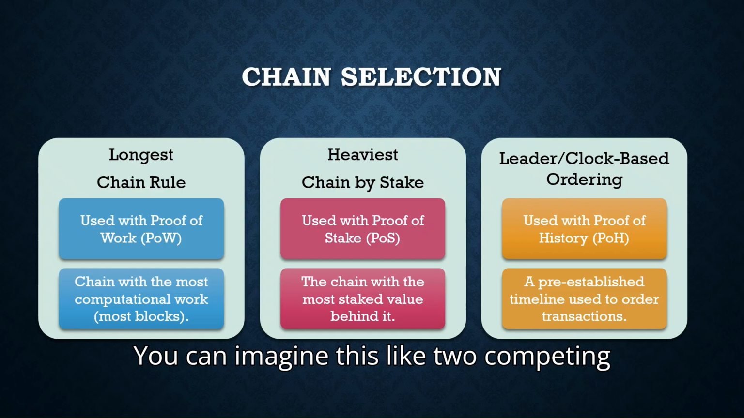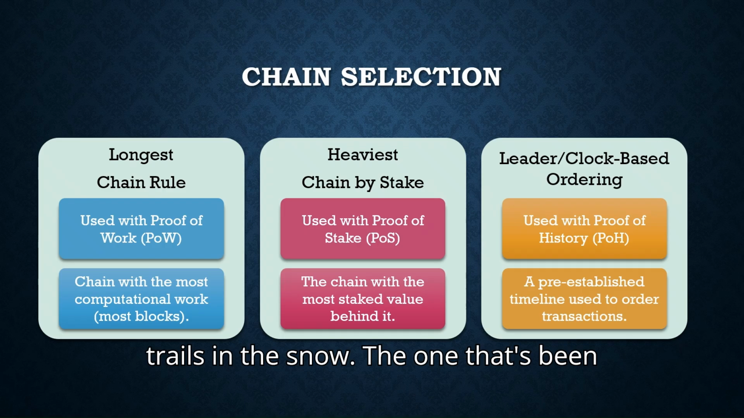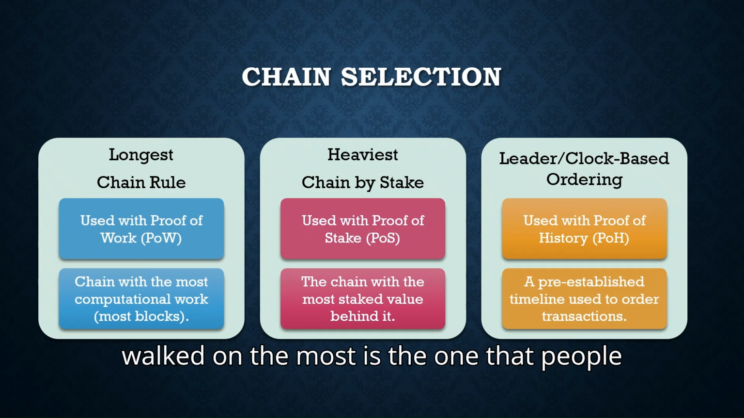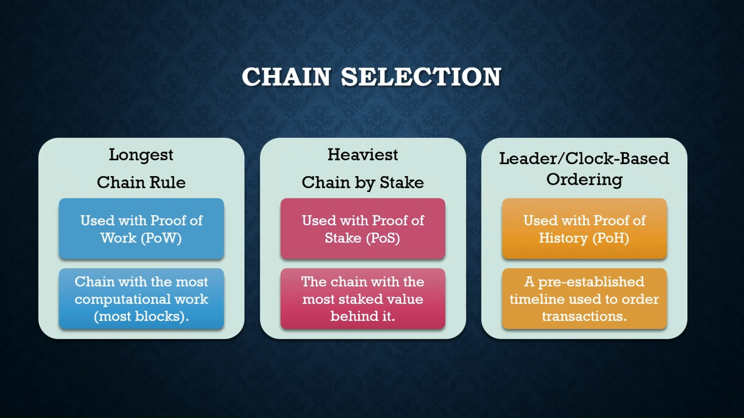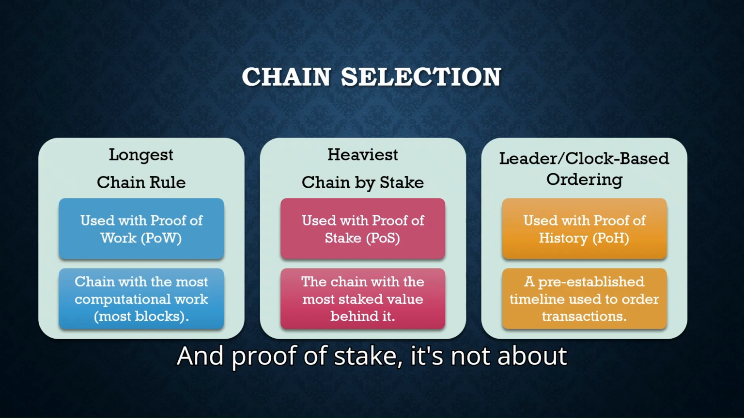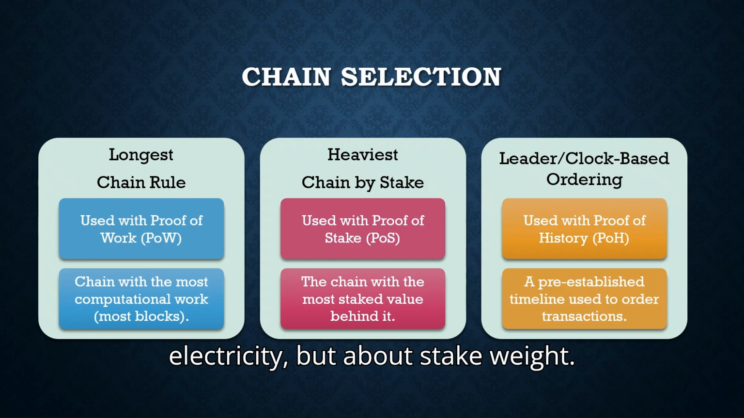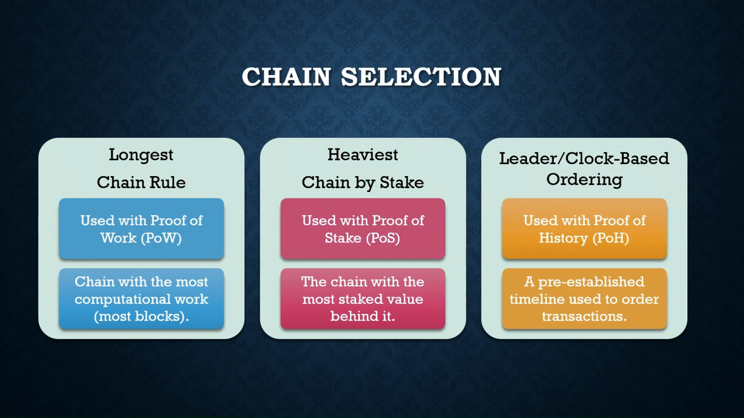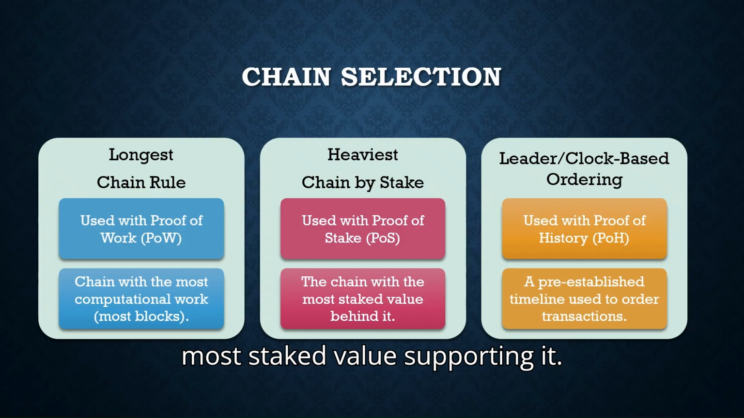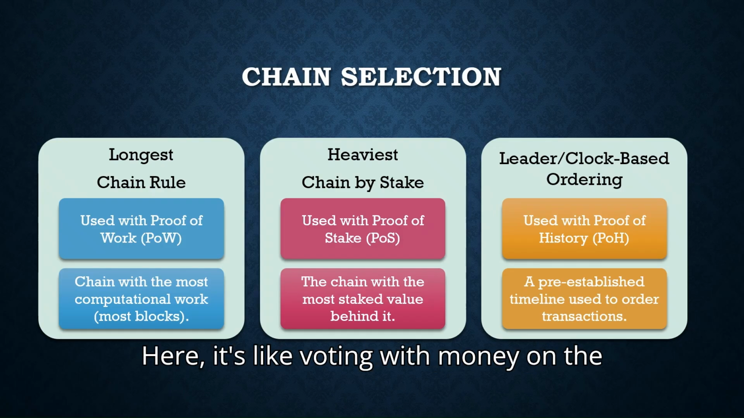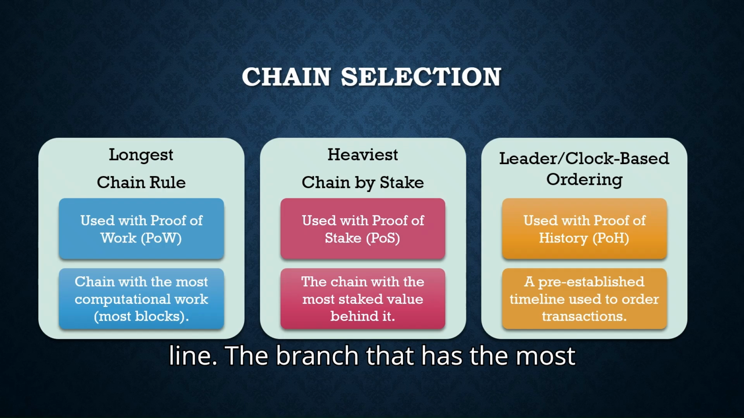You can imagine this like two competing trails in the snow. The one that's been walked on the most is the one that people naturally trust to be the main path. And proof of stake is not about electricity, but about stake weight. The network adopts the chain with the most staked value supporting it. Here, it's like voting with money on the line. The branch that has the most financial backing is considered legitimate.